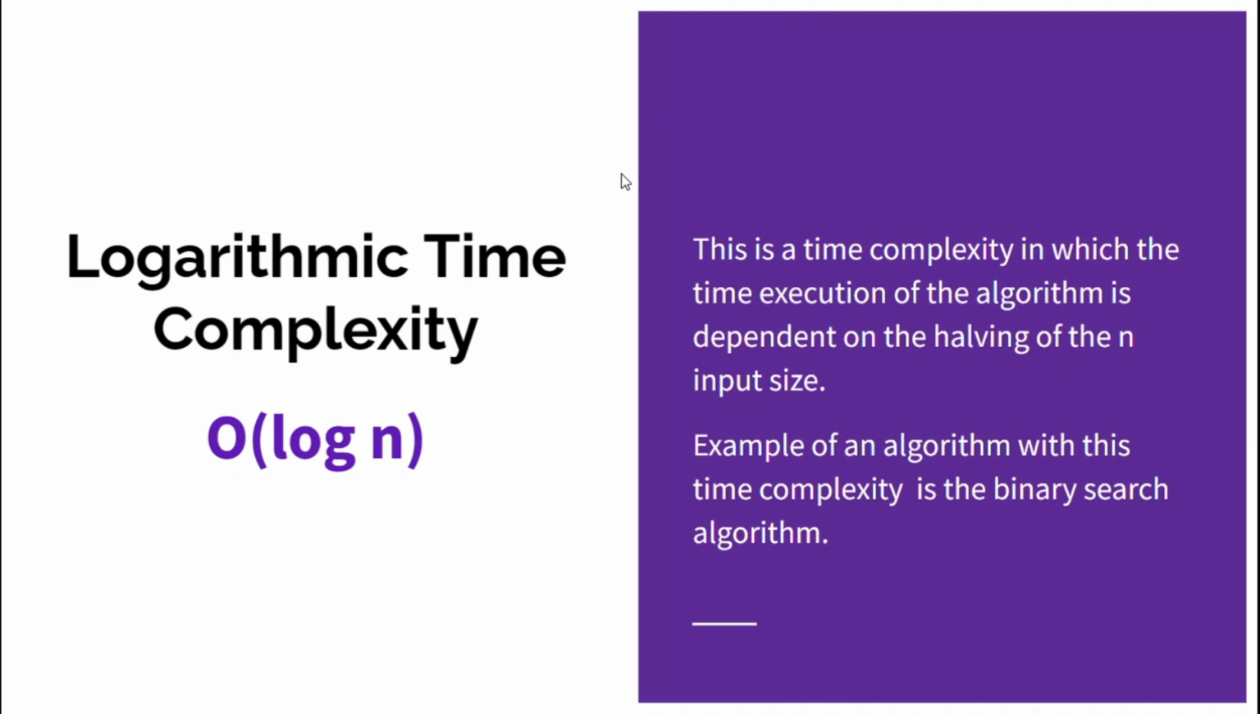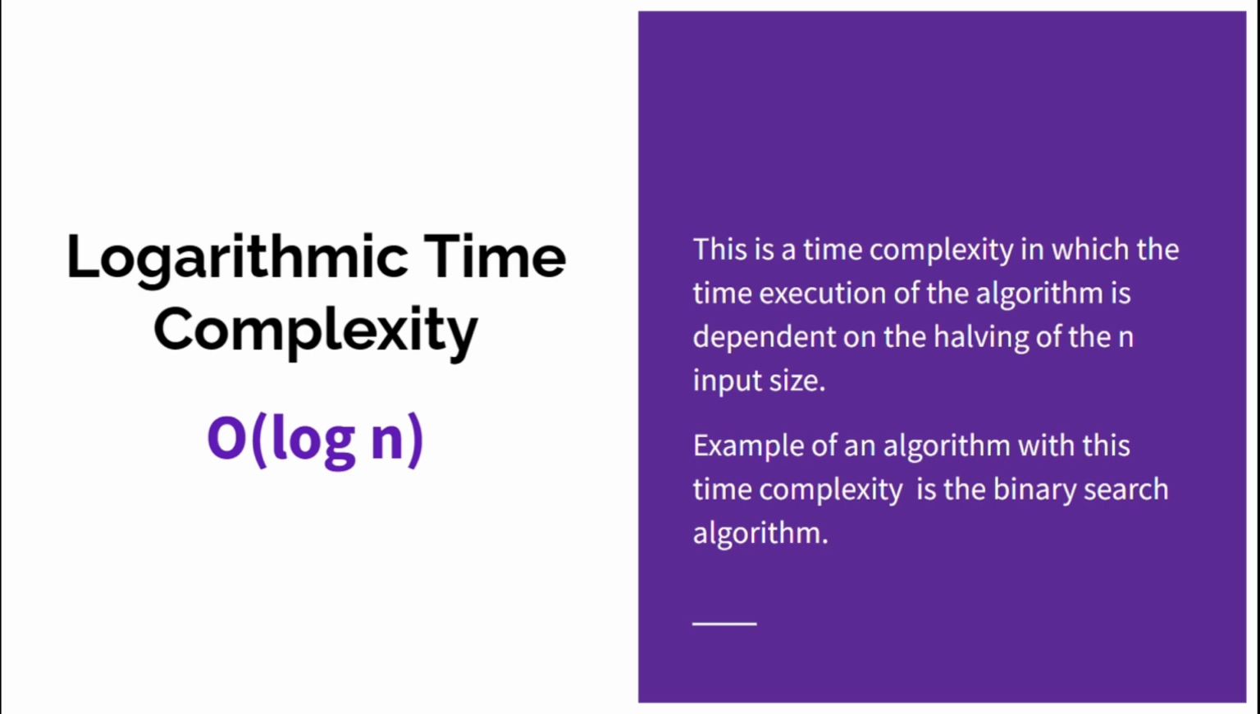Next is the logarithmic time complexity, which is denoted with the big O of log n. This is a time complexity in which the time execution or the runtime of the algorithm is dependent on the halving of the n input size. Unlike the linear time complexity where every n input is going to affect the runtime of the algorithm, algorithms with logarithmic complexity don't depend entirely on the input size, rather they depend on half of the input size.